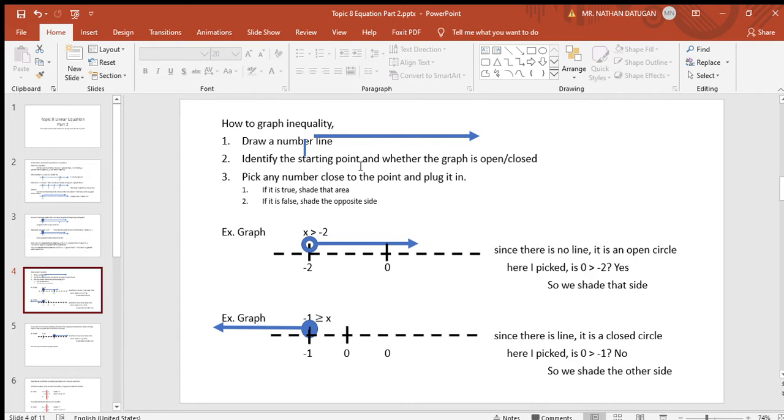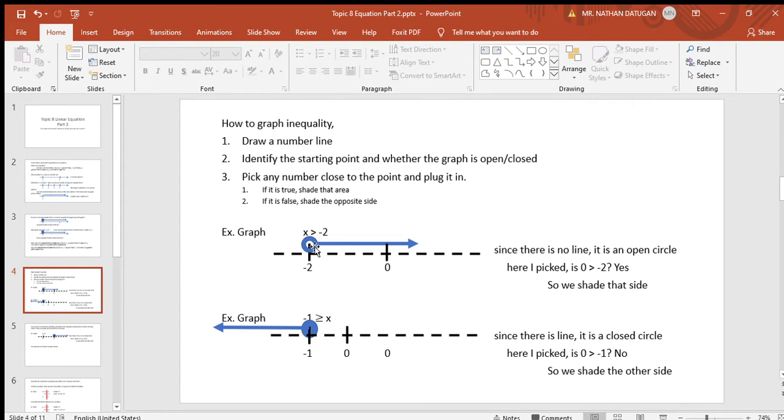So let's have some examples. Before we do an example, how do you graph an inequality? First, you draw the number line. Then you identify the starting point, which is usually the number given to you. Then you determine if the graph is open or closed. And third, you pick a number close to the point and plug it into the inequality.